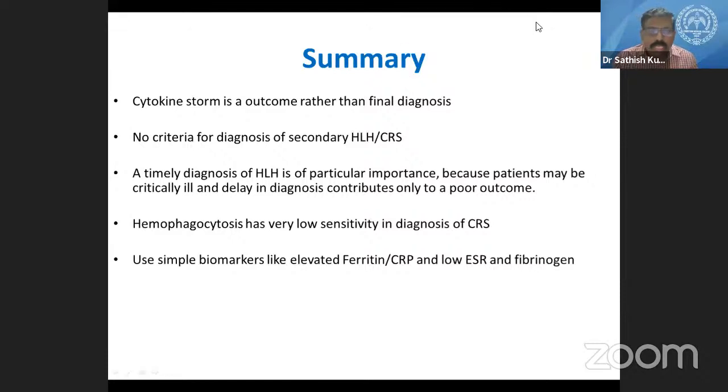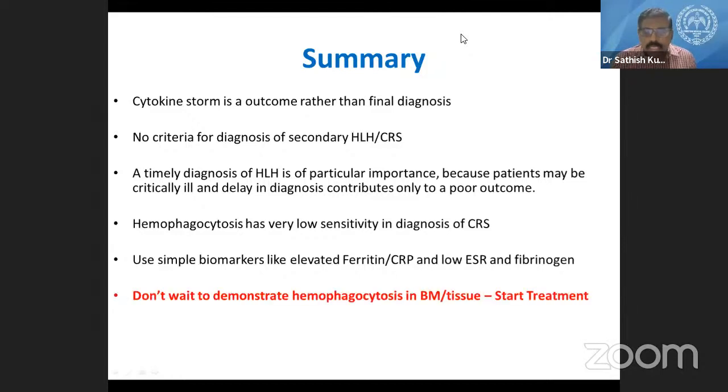So what is the take-home message? Cytokine storm is the outcome rather than the final diagnosis. There are no specific criteria for diagnosis of secondary HLH or CRS. Timely diagnosis of HLH is of particular importance. Go case by case and use your tests correctly. Hemophagocytosis has very low sensitivity in the diagnosis of CRS. Simple biomarkers like ferritin, CRP, ESR, and fibrinogen are useful. And the last thing: don't wait to demonstrate hemophagocytosis; start treatment. Thank you very much for this opportunity.